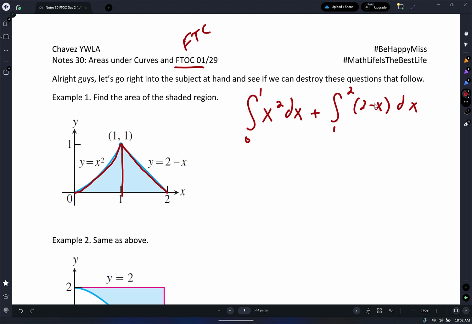What type of shape is this in black? Yeah, can't I just use the area of a triangle formula for that? You can. We'll do both, just so you can see that it checks out.